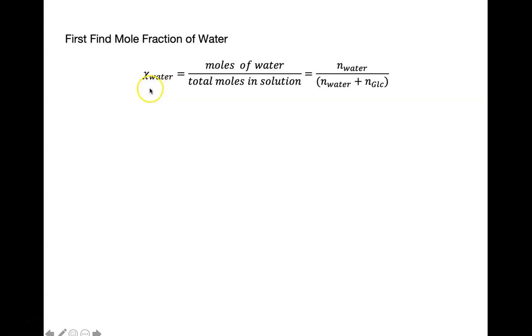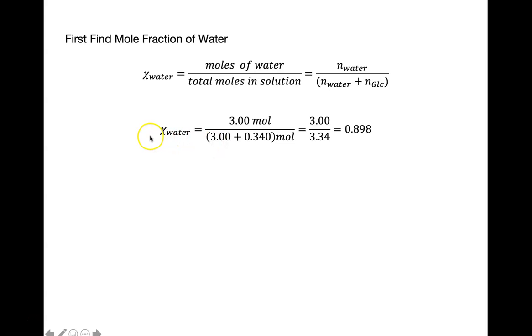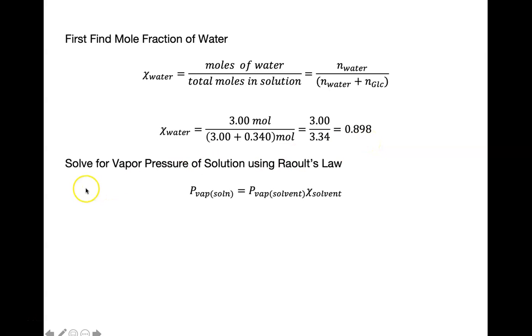The way I always introduce chi is that the thing we care about is our subscript, and the thing we care about always goes in the numerator. So the thing we care about is the solvent. Solvent's water, so moles of water over total moles of solution. My variables are n water and n glucose. Plug in the information that the problem gave us, and we find that the mole fraction of water is 0.898.